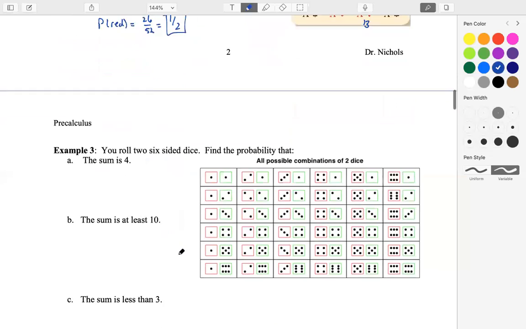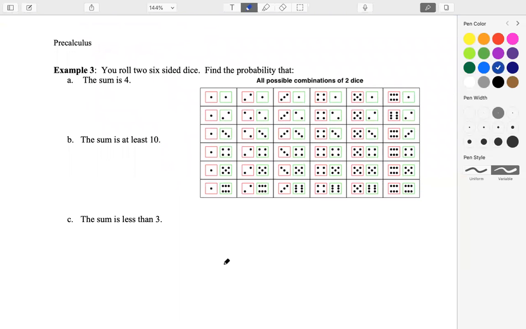All right, let's try example 3. All right, what if I roll 2 6-sided dice? Find the probability that the sum is 4. So the probability that the sum equals 4 is going to equal. So I look at all the possibilities. 1 and 3, that equals 4, doesn't it? 2 and 2 is 4, and this is 4. So it looks like there are 3 possibilities out of a total of 36 possibilities. And that gives me 1/12.